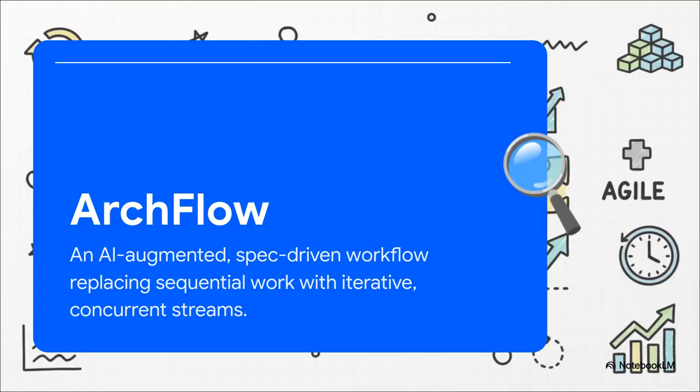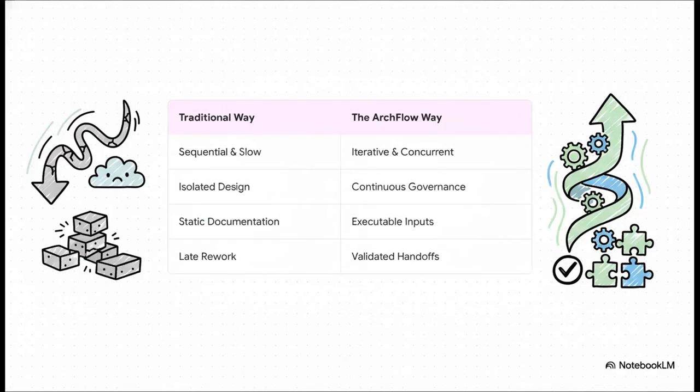So what exactly is ArchFlow? Let's unpack that. It's an AI-augmented, spec-driven framework. AI-augmented means it uses artificial intelligence to speed things up. Spec-driven means we're focused on concrete specifications, not vague diagrams. And the real game changer is that it throws out that old, slow, sequential model and replaces it with iterative work and continuous governance. And when you put them side by side, the difference is just night and day.